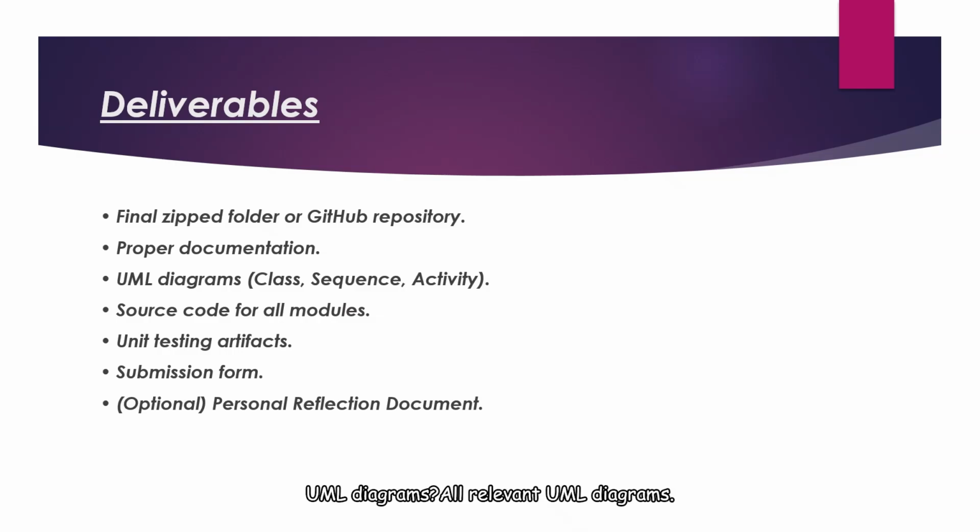All relevant UML diagrams. This includes your class diagrams, sequence diagrams, and activity diagrams, which should represent the structure and flow of your system. The source code for all the modules of the system you have designed. Your unit testing artifacts. These show that you have thought about testing your design and have ensured its correctness. The project submission form to provide a summary of the design, key decisions, and lessons learned.